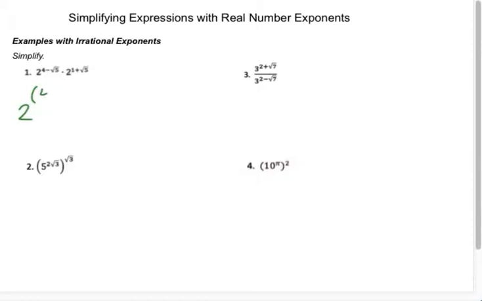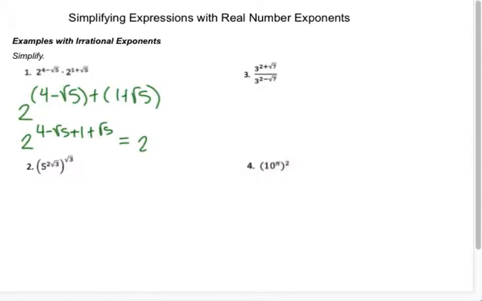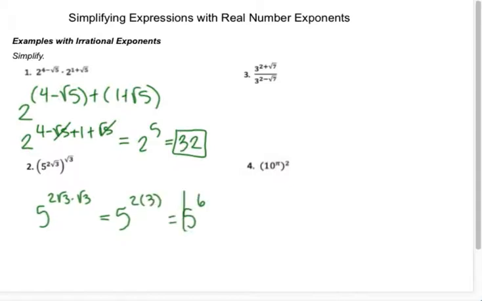On this first one, same base, we're going to add your exponents. So 4 minus square root 5 plus 1 plus square root 5. There's nothing to distribute in the parentheses, so it becomes 4 minus root 5 plus 1 plus root 5. The square root 5's cancel, and you just get 2 to the power of 5, which is 32. Next one, power to a power. So you're going to go 2 square root 3 times square root 3. Square root 3 times square root 3 is 3. So you get 5 to the power of 6. And I don't expect you to know what that is. It's like a really big number.